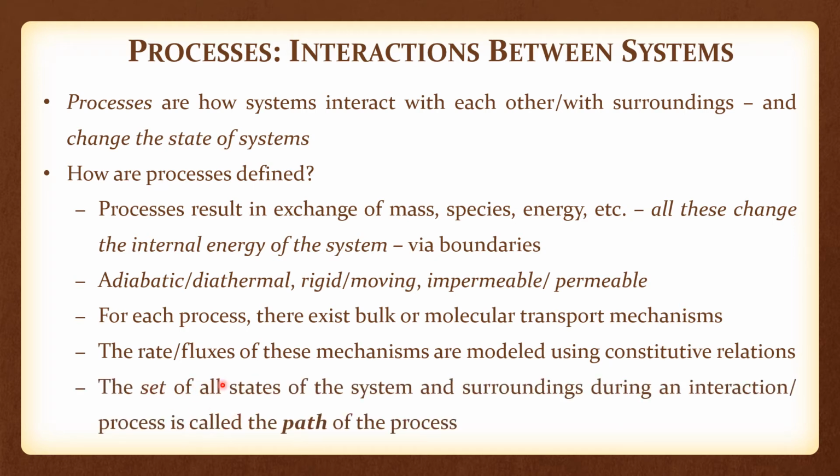The set of all the states of the system. I start from one state, and through a process, the system state keeps changing. It reaches another state. So there are many intermediate states that the system would go through, isn't it? If I compile all those states into a single set during an interaction or a process, I call that the path of the process. So the path of the process is defined by one initial state, one final state, and a whole set of intermediate states.